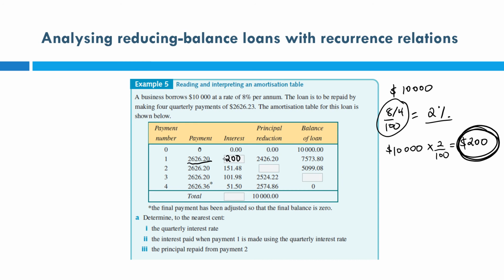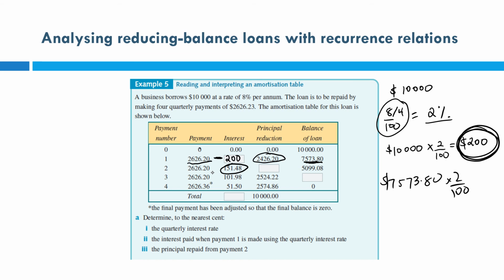When we take that 200 away from the payment of $2,626.20, we have a principal reduction of $2,426.20, and therefore our balance is now $7,573.80. Now we're going to use that. If we find 2% of that balance there, you will work out that the interest works out to be $151.48. So that's where they've picked that up.